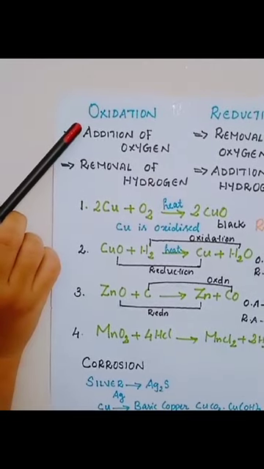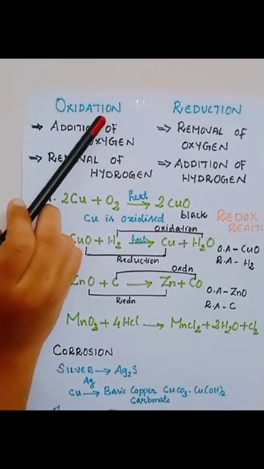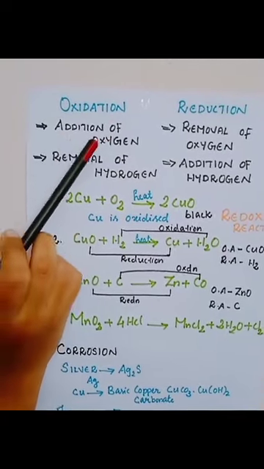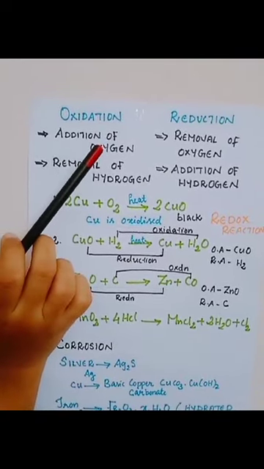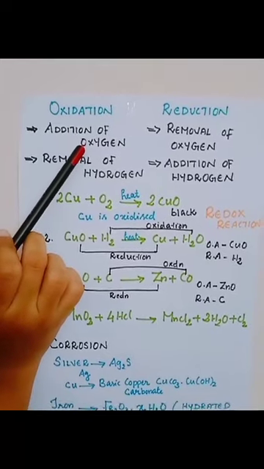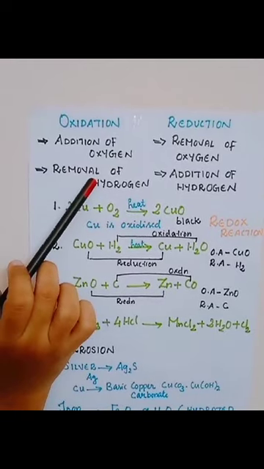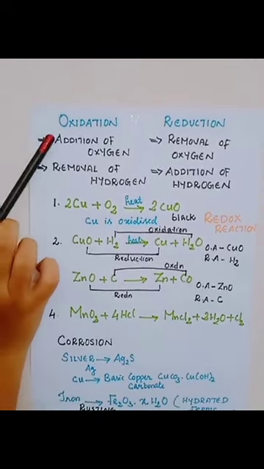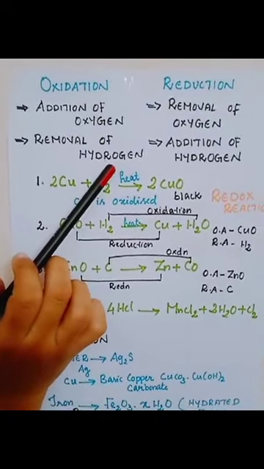Before studying redox reactions, we first have to know what oxidation and reduction are. Let us check the first one, oxidation reaction. What is oxidation? Oxidation can be defined as addition of oxygen. Any reaction in which oxygen is added to an element is called oxidation. Oxidation can also be defined as removal of hydrogen. So oxidation is either addition of oxygen or removal of hydrogen.